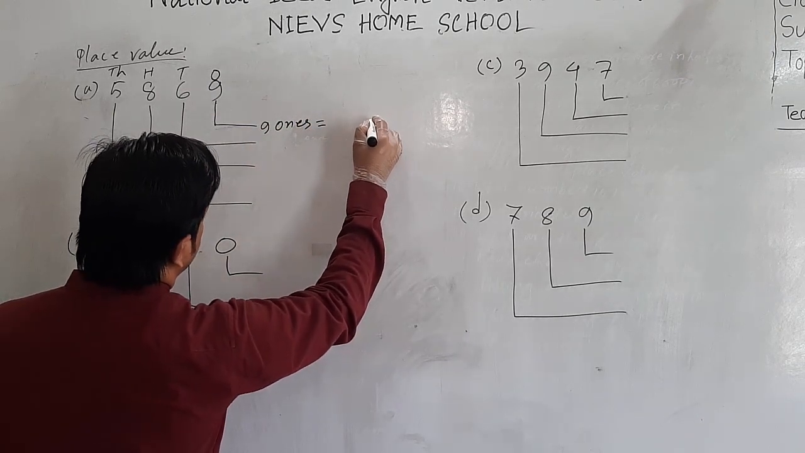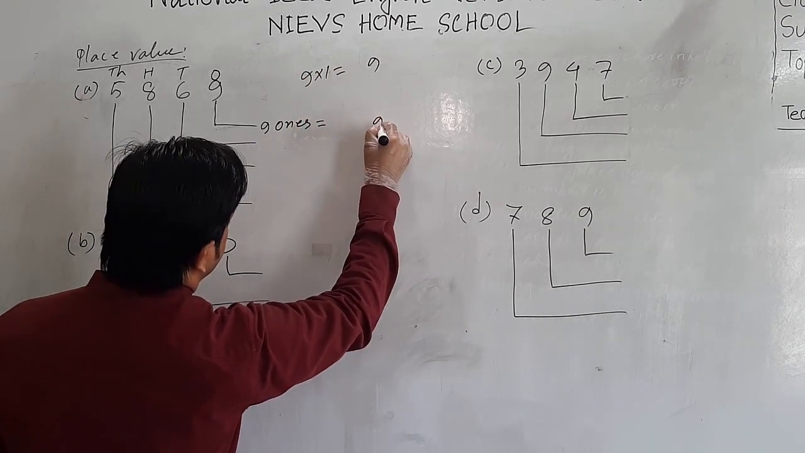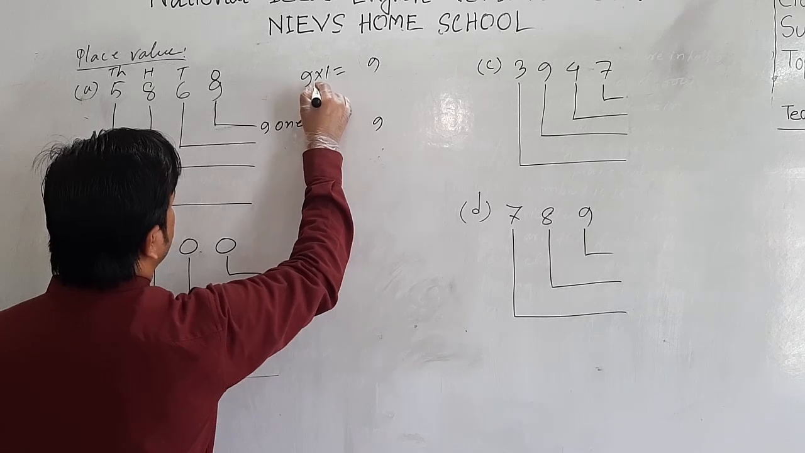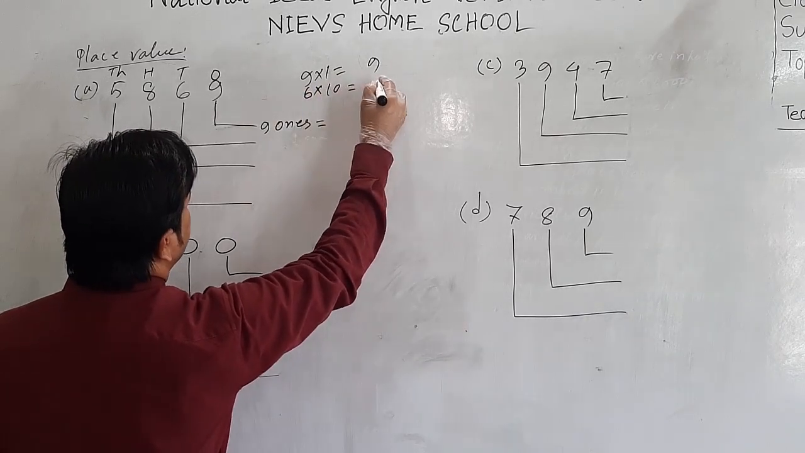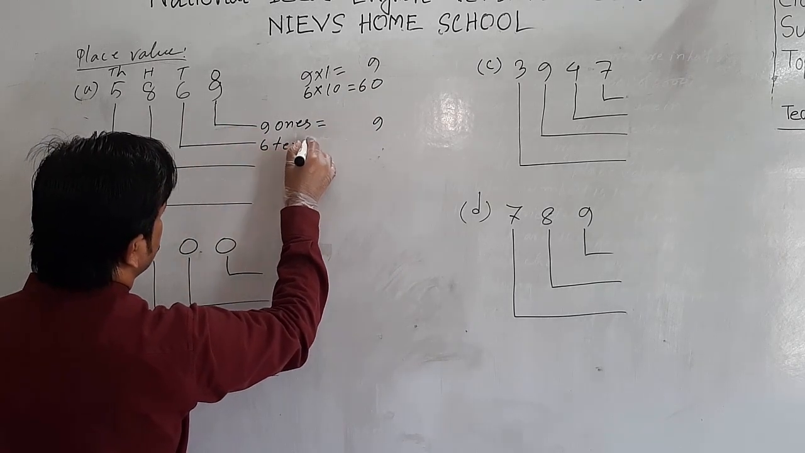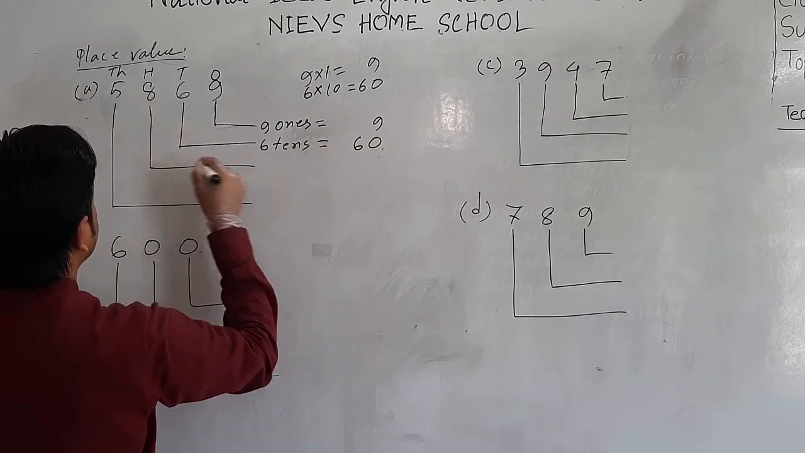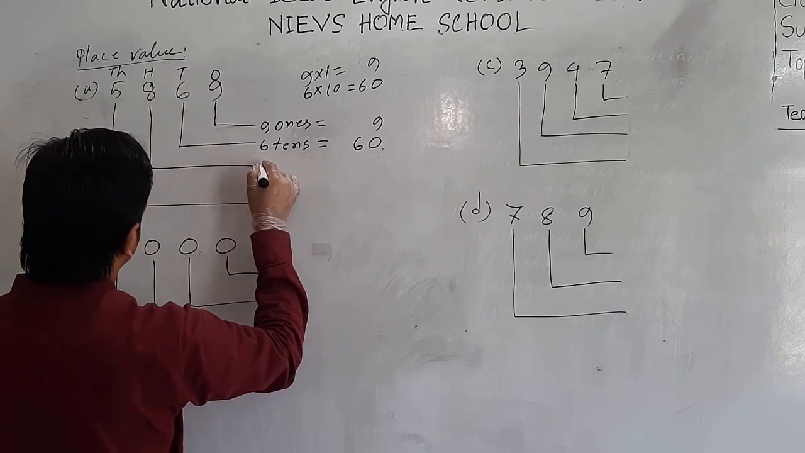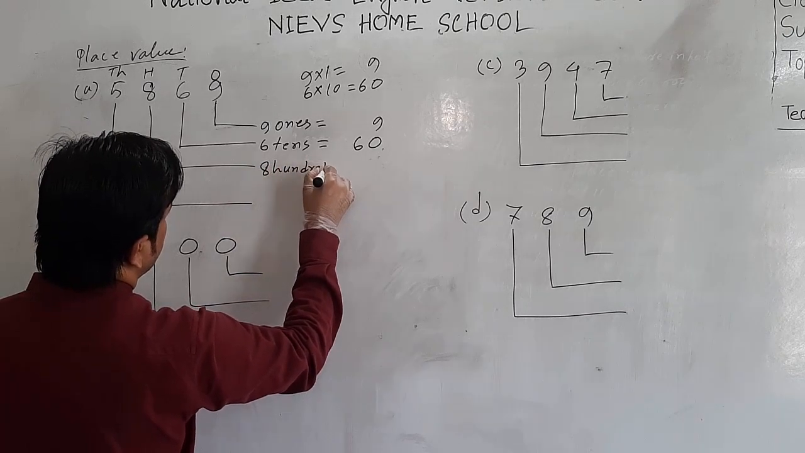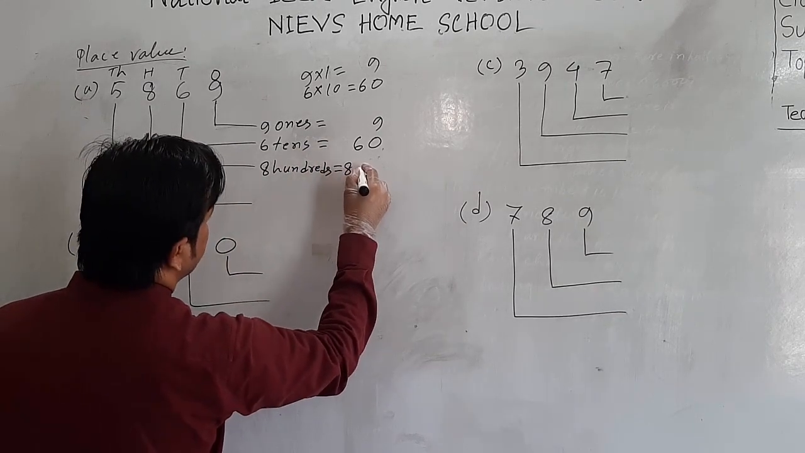It will be equal to, we have to multiply 9 by 1, it will be 9. So we can write here 9. Now place value of 6. 6 is in tens position, so we have to multiply 6 by 10, that will be 60. So place value of 6, we can write 6 tens. This is 60. Now next one, 8. 8 is in hundreds position, so we can write here 8 hundreds. The place value of 8 will be 800.